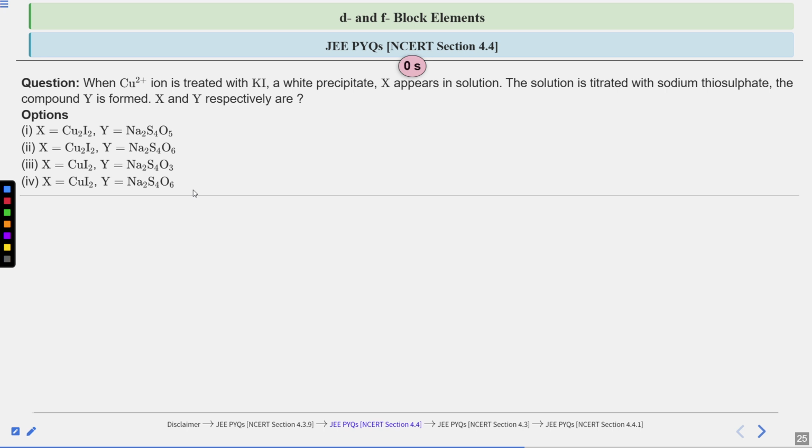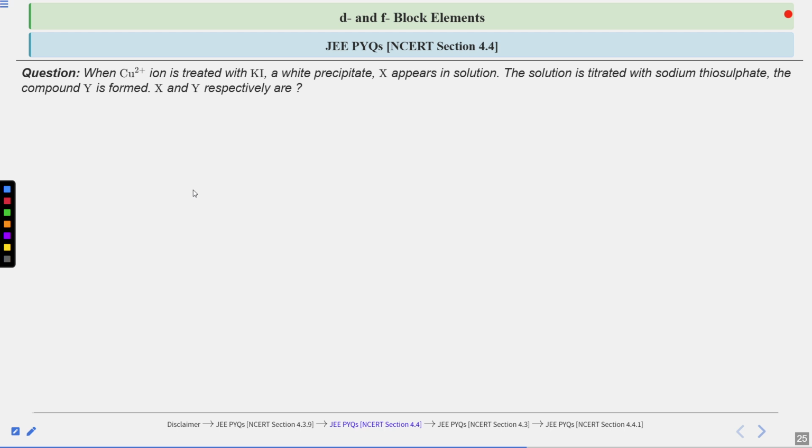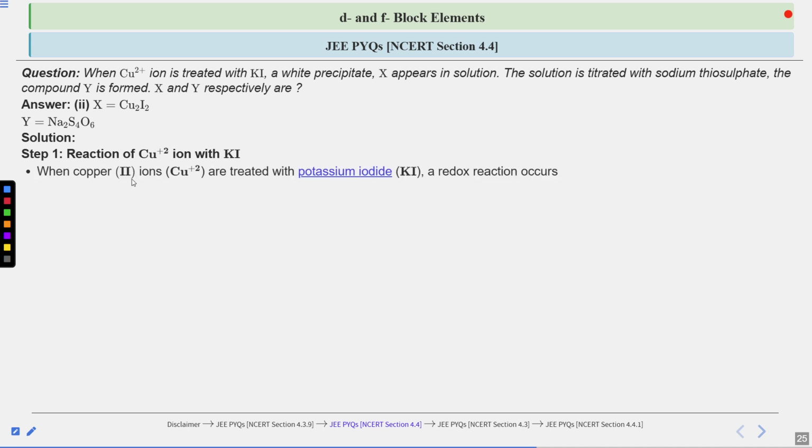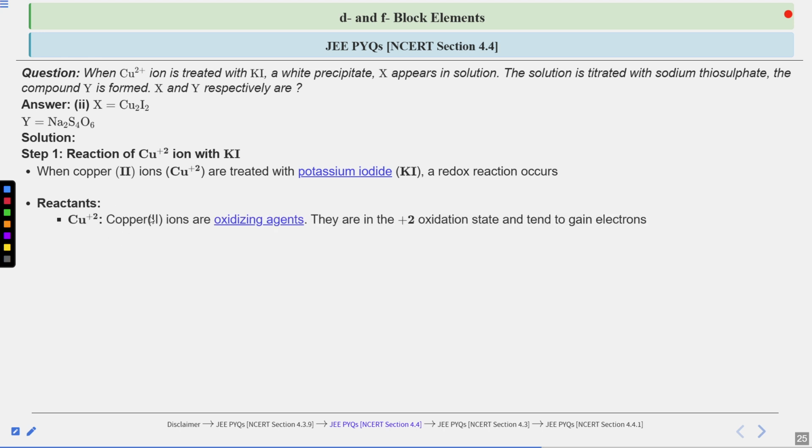Let's see. For this given question, the correct answer is option 2, that X is Cu2I2 and Y is Na2S4O6. So let's go step by step. Step 1 includes the reaction of copper 2 plus with potassium iodide. When copper in the +2 state, that is the copper 2 plus ion, is treated with potassium iodide, a redox reaction will happen. The reactant copper 2 plus acts as an oxidizing agent, as it is in the +2 oxidation state and tends to gain electrons.